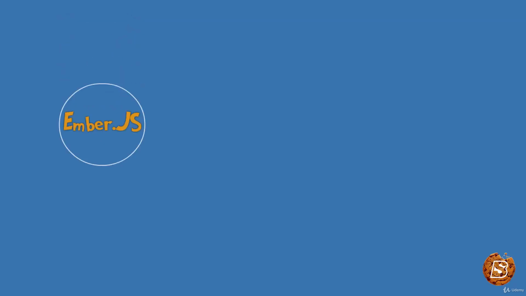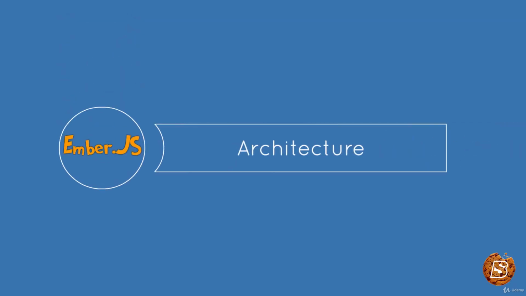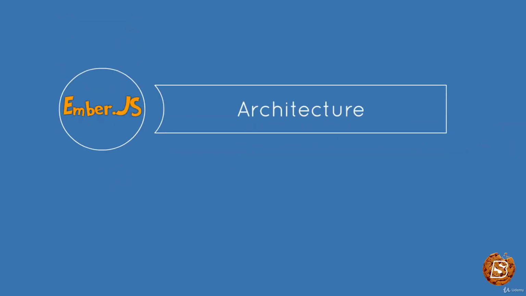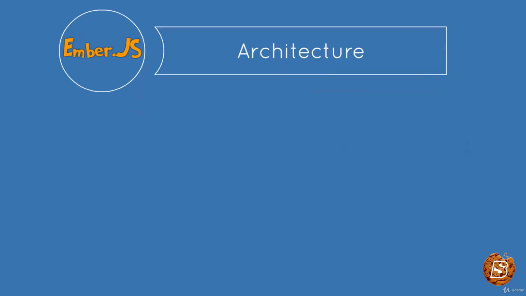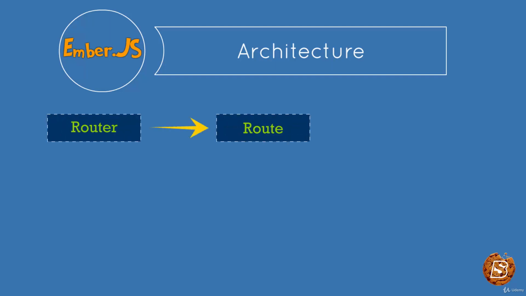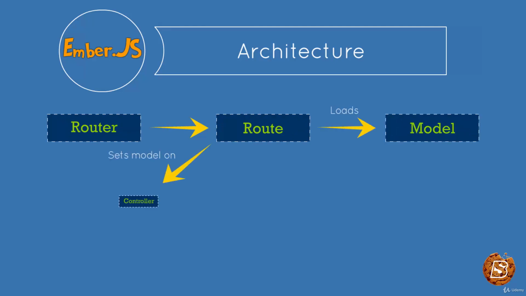In this chapter, we'll be taking a look at the Ember.js architecture and the core components that are involved in it. The first thing, whenever you make a request via browser address bar URL, that URL is then mapped to a router. The router further maps that URL to a route, and it's the route's responsibility to load associated models and then set those models on the controller.